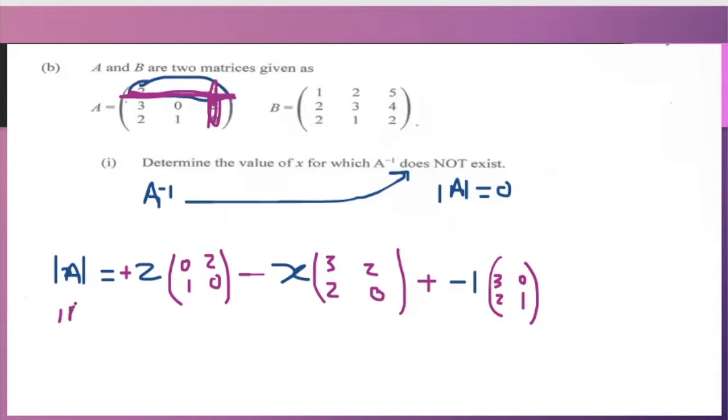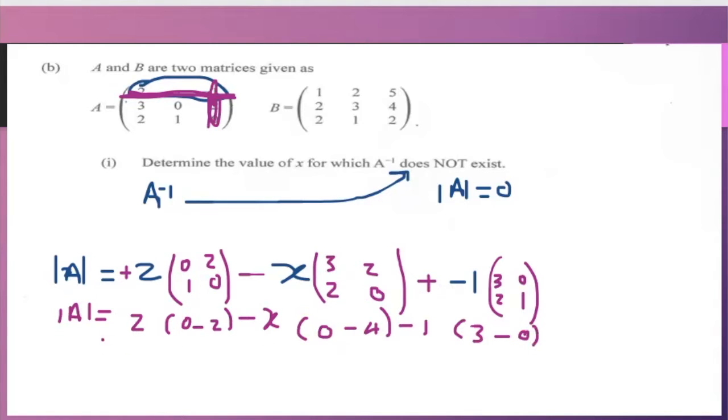So the determinant of A is equal to 2 open bracket. Find the determinant of this: 0 times 0 is 0, minus 1 times 2, that's 2, minus x. Find the determinant of this: 3 times 0 is 0, minus 2 times 2, that gives me 4. Plus and minus, so this will change to a minus sign. Determinant: 3 times 1 is 3, minus 2 times 0, that's 0.